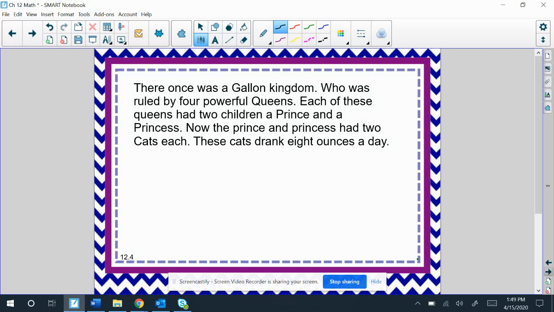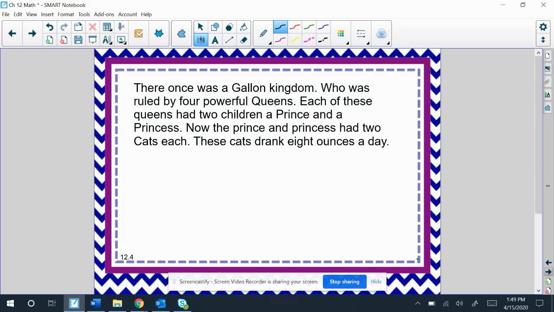There once was a gallon kingdom. Go ahead and draw this as I read it. It was ruled by 4 powerful queens. Each of these queens had 2 children, a prince and a princess. Now, the prince and princess had 2 cats each. These cats drank 8 ounces a day.